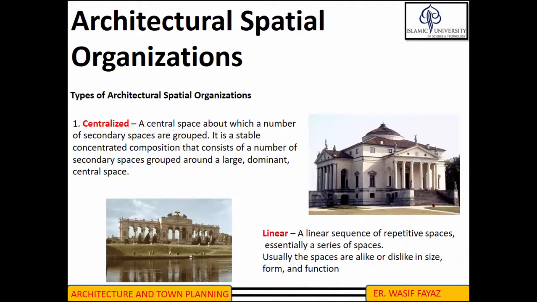Now, linear organization. A linear organization consists essentially of a series of spaces. These spaces can either be directly related to one another or be linked through a separate and distinct linear space. A linear organization usually consists of repetitive spaces that are alike in size, form, and function.